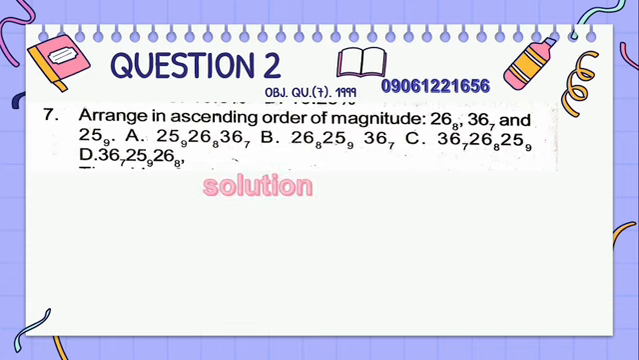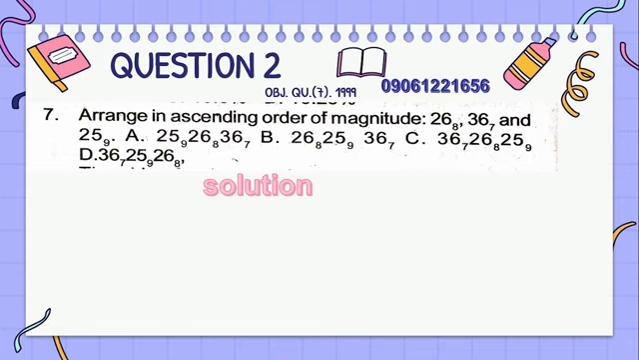Now, let me read the question. Arrange in ascending order of magnitude: we have 26 base 8, 36 base 7, and 25 base 9. And we have our options already, option A, B, C, D, E.